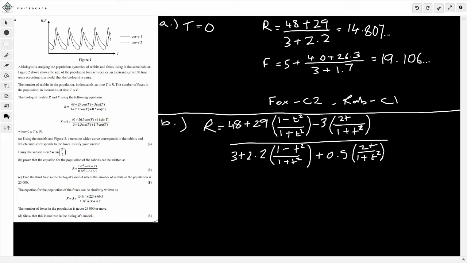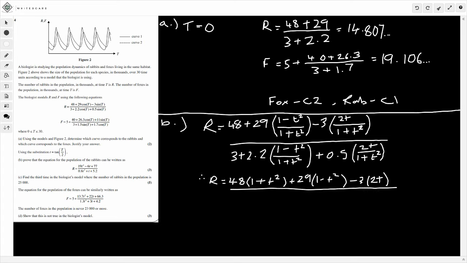So if I do that, what I'm going to get is this. So R is going to be 48 lots of 1 plus t squared, plus 29 lots of 1 minus t squared, minus 3 lots of 2t. This is going to be divided by 3 lots of 1 plus t squared.